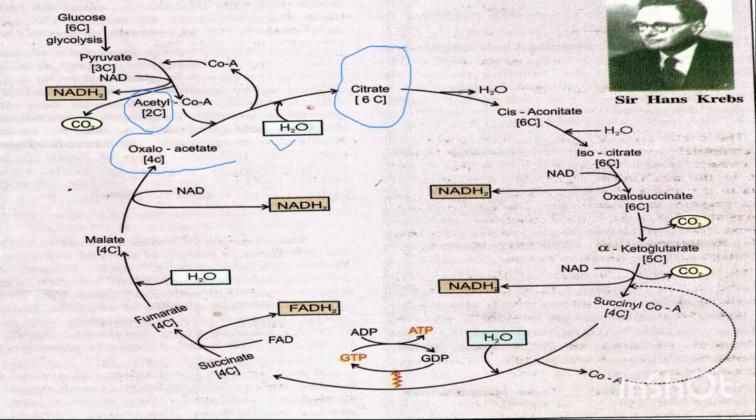Now this 6 carbon citric acid undergoes dehydration, removal of a water molecule, and there will be formation of cis-aconitic acid, or it is called cis-aconitate.